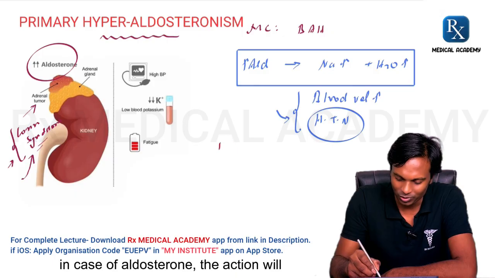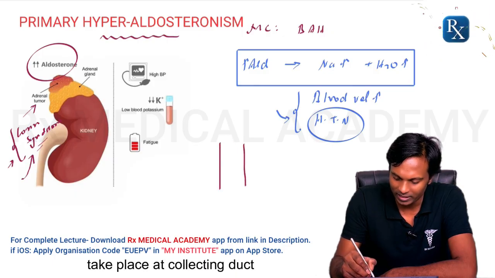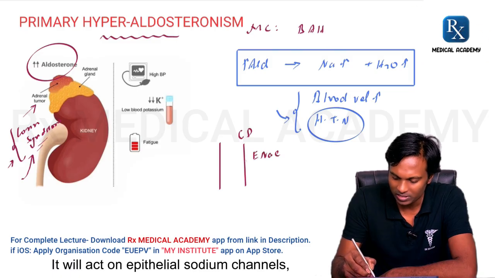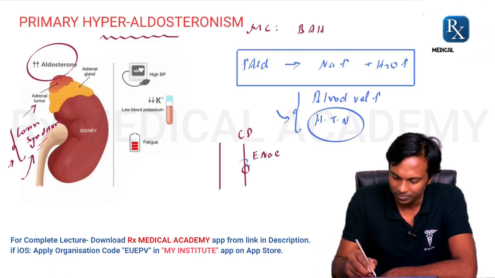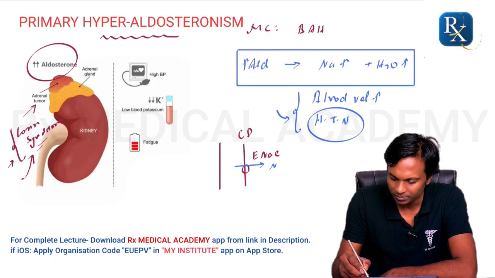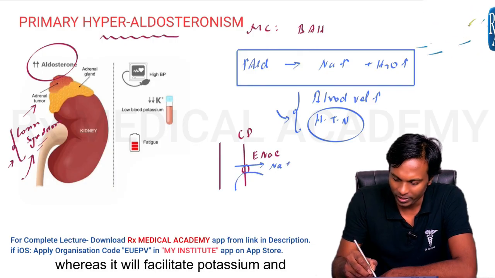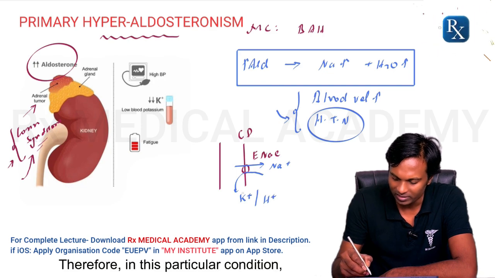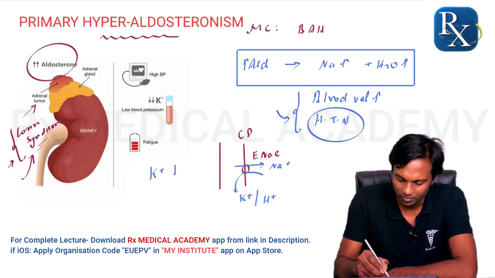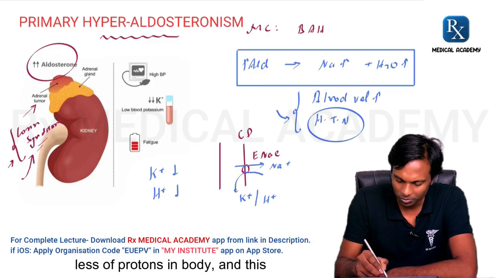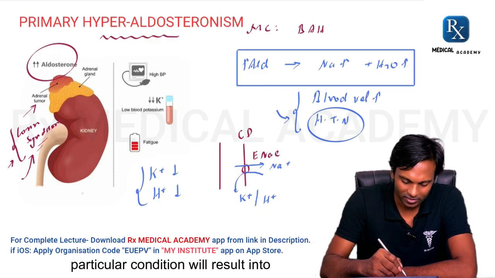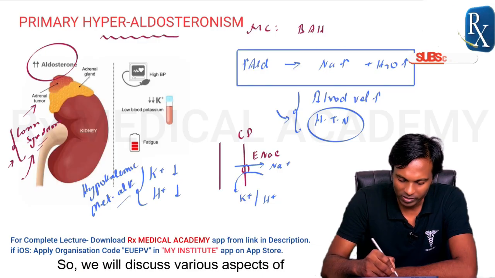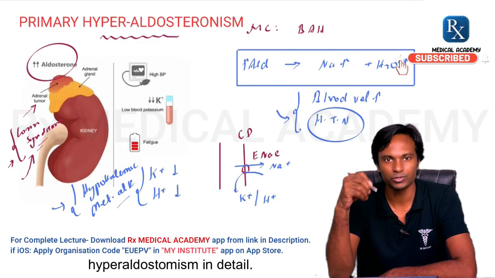In case of aldosterone, the action will take place at the collecting duct, and there it will act on epithelial sodium channels and facilitate sodium reabsorption, whereas it will facilitate potassium and hydrogen excretion. Therefore, in this condition there will be hypokalemia, there will be fewer protons in the body, and this condition will result in hypokalemic metabolic alkalosis. So we will discuss various aspects of hyperaldosteronism in detail.